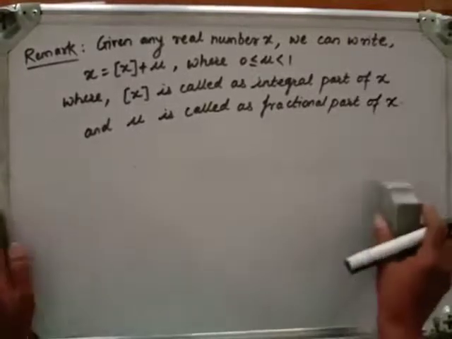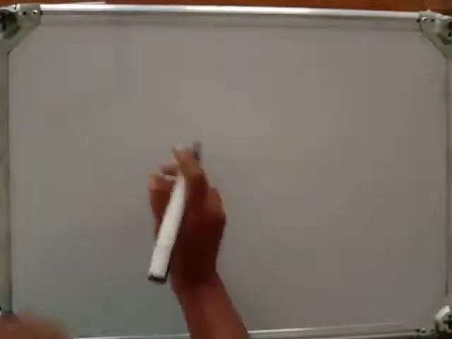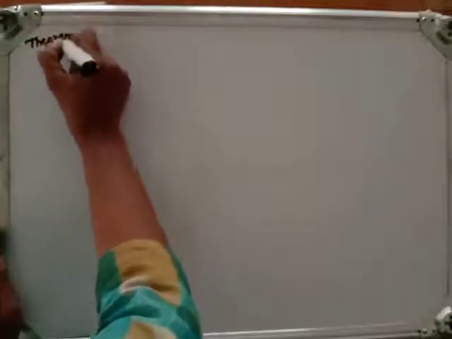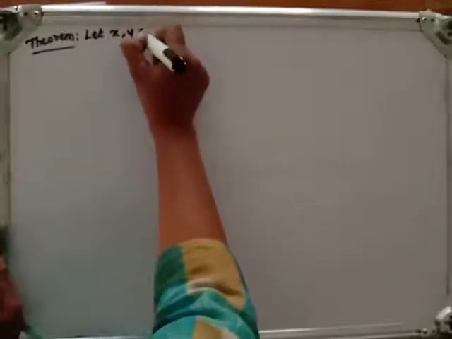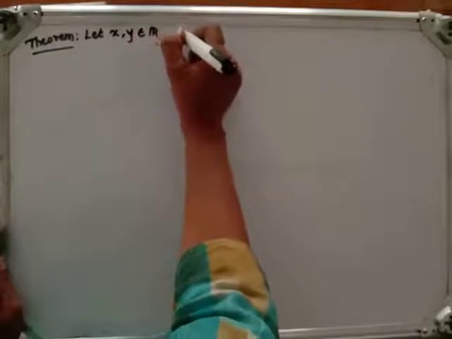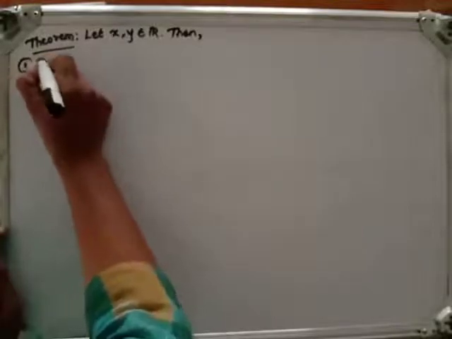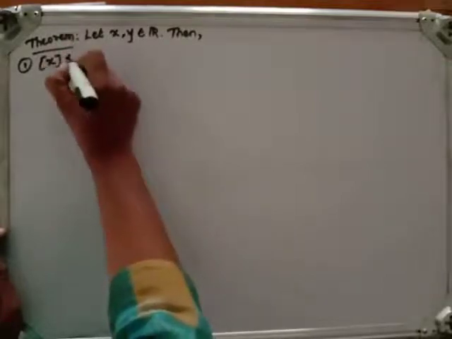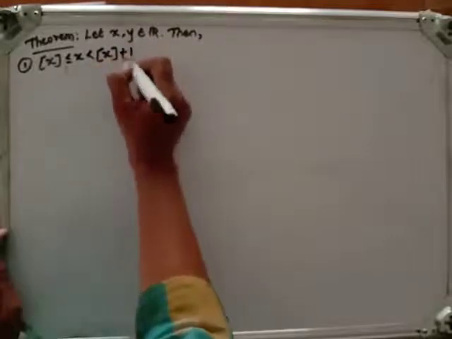Now let's see the theorem, or you can say the properties of the greatest integer function. So we will take them as a theorem. Theorem: let x, y be real numbers, then first, the greatest integer function of x is less than or equal to x, which is less than the greatest integer function of x plus 1.